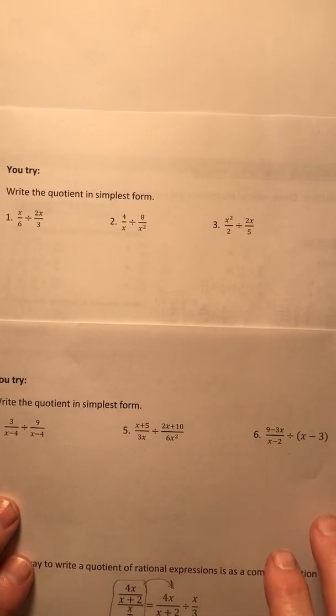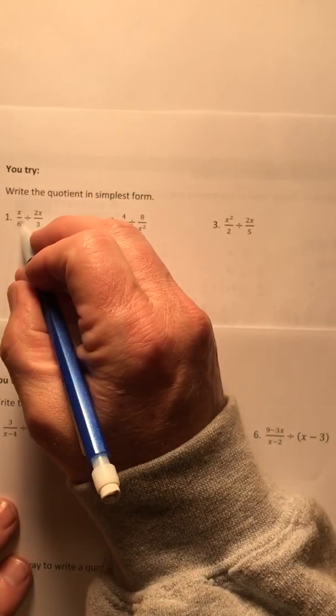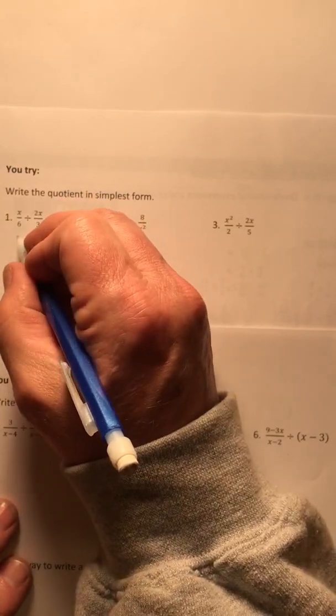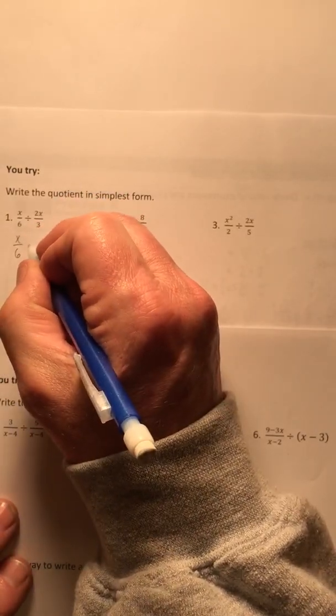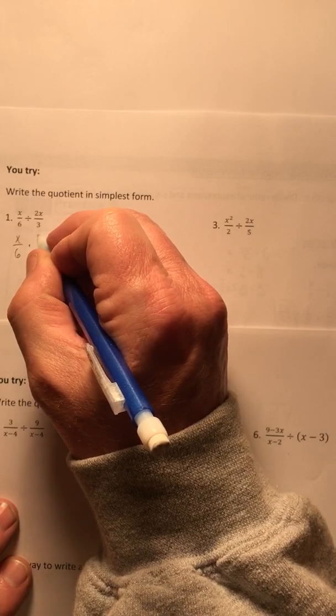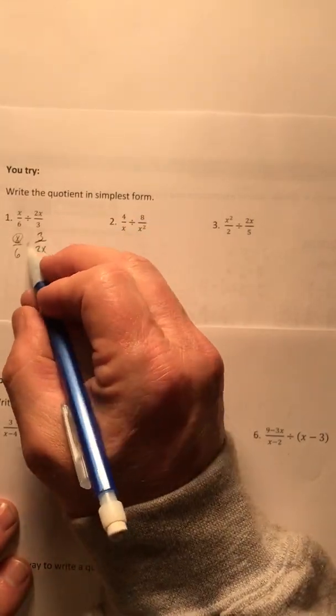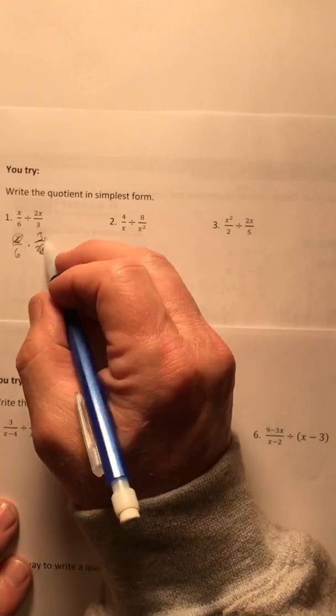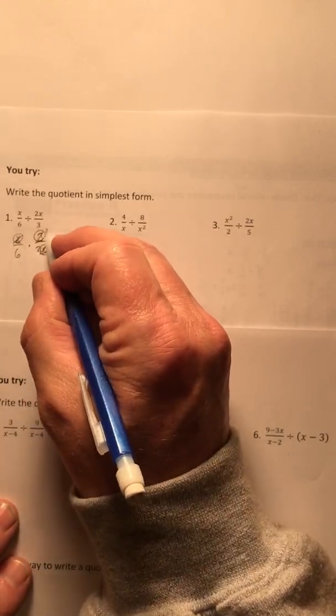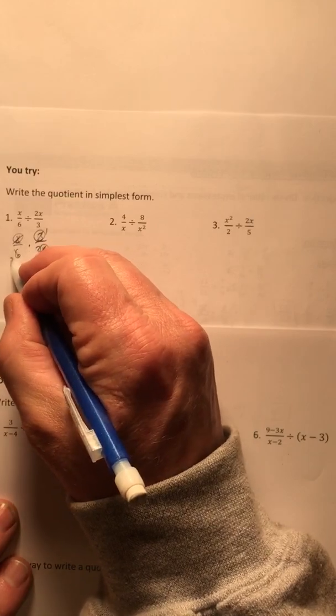And here's your U-try problems worked out. All right, so again, we were dividing, so we do keep, change, flip. So x over 6 times, flip this one, 3 over 2x. We can cancel that x out with that x. 3 becomes a 1, and we divide this by 3, and that makes it a 2.